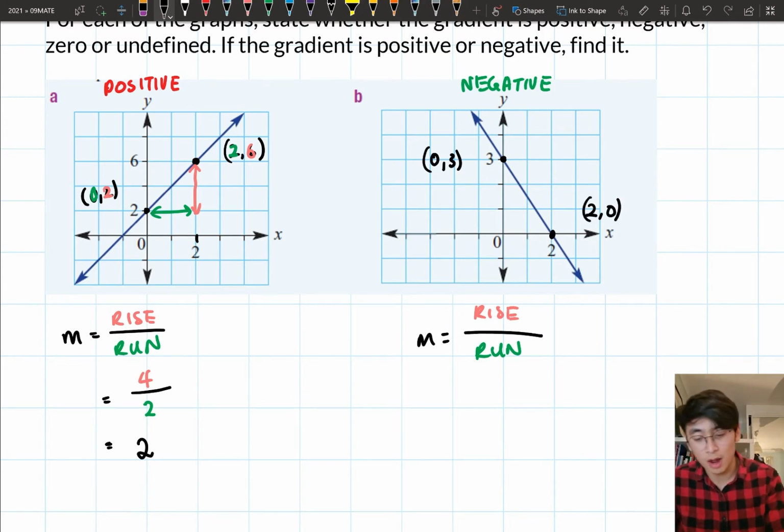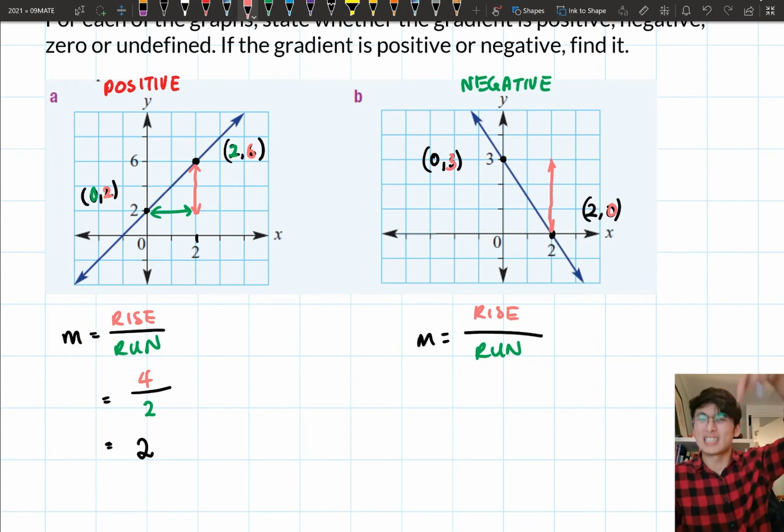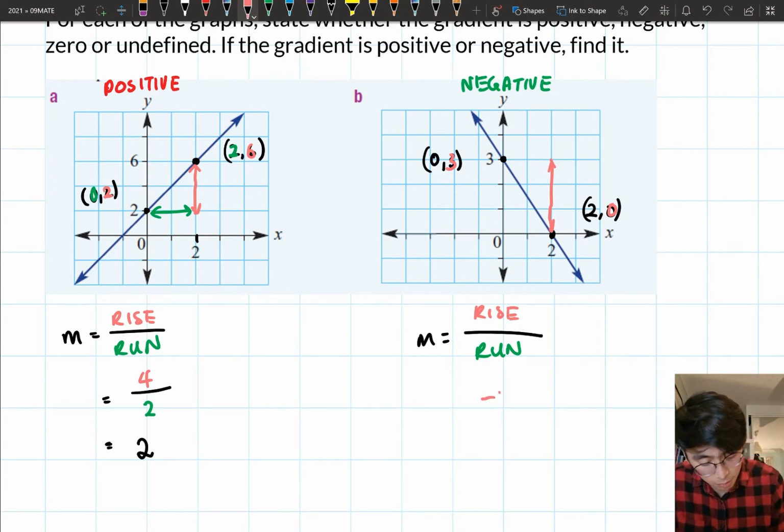Okay, so let's have a look at the rise. Now the rise here, if you notice, we started at 3 and we go all the way down to 0. If you have a look, we're going downwards, which means that my rise is not going to just be 3, but instead, because we're going downwards, it's going to be minus 3. So here, this is my rise, and it's equal to minus 3.